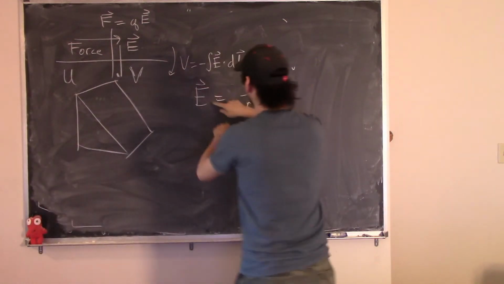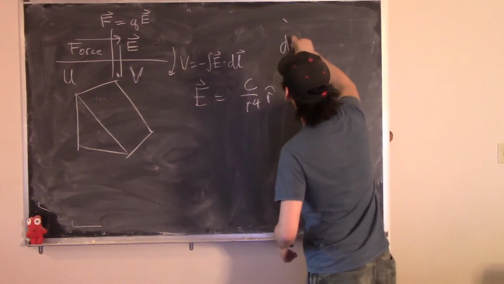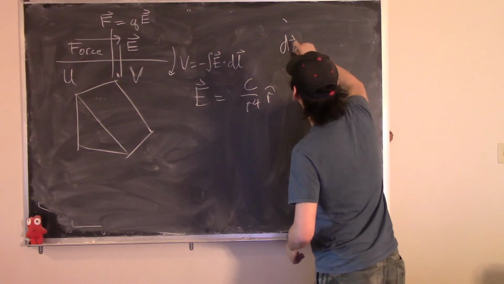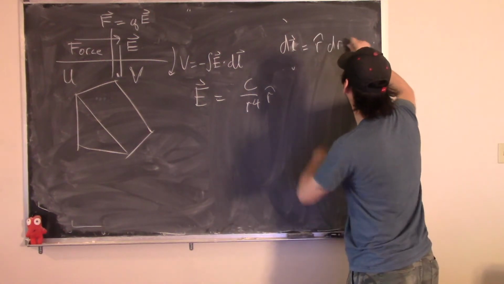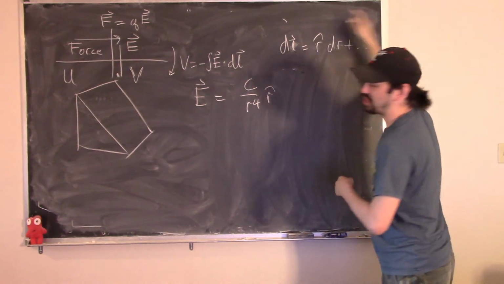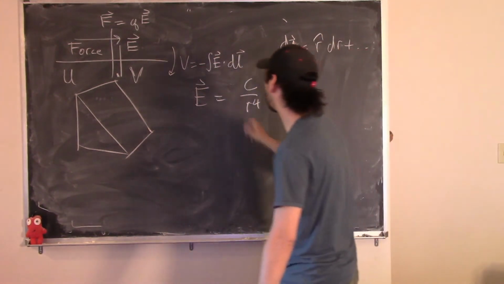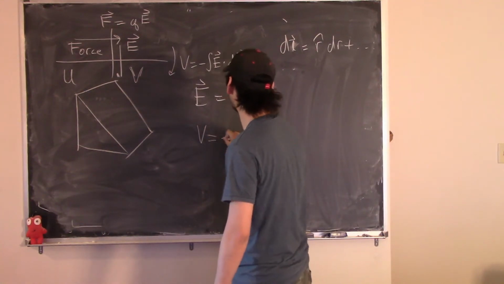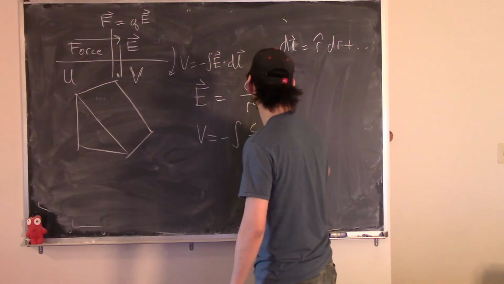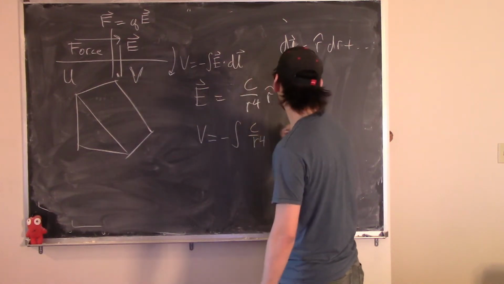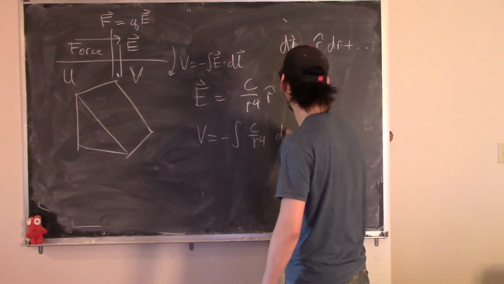Again, noticing that this is a function of r, and it points in the r hat direction. So the dl that we're interested in here is going to be r hat dr, and then in general there's plus some theta hat term here. We know that's going to be 0 when we take the dot product. And so this is going to be V is equal to the negative integral of C divided by r to the 4th. When we take the dot product between these, that gives me 1, and then this is just dr.